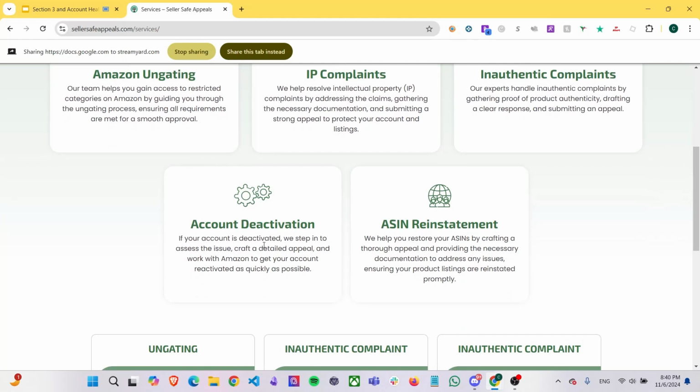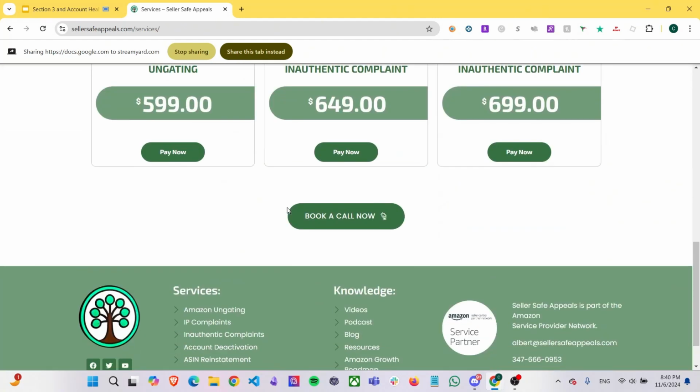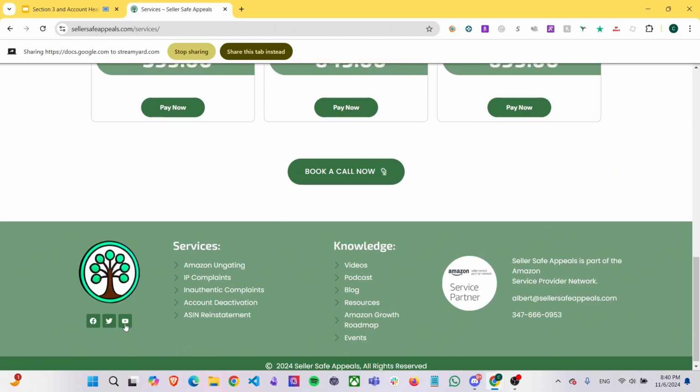Account deactivation may be a little bit more interesting. You might need a little help here, but when I click on their links on the website, pretty much I can't even click anything down here. Nothing here works.